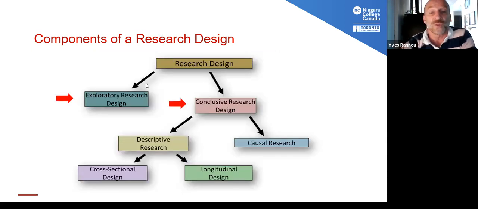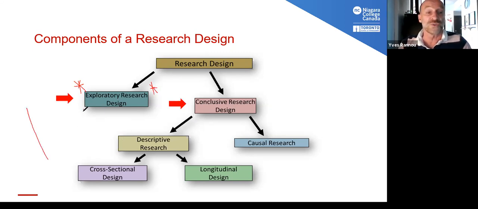Okay, so research design. There are different approaches when you think of research. You can do exploratory research. We're going to talk in more detail about what exploratory research is. And you can also do conclusive research. And in conclusive research, there are other things that you need to consider. But first, we're going to start with the exploratory research.